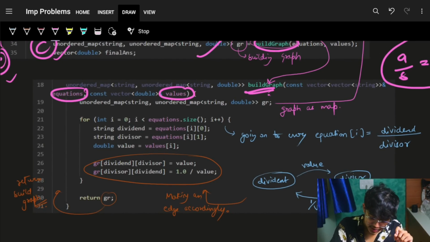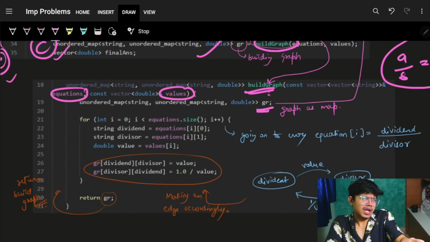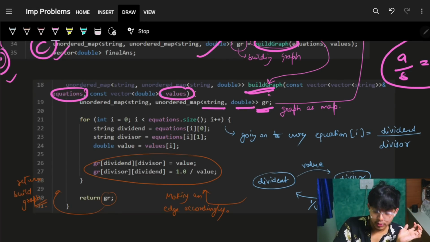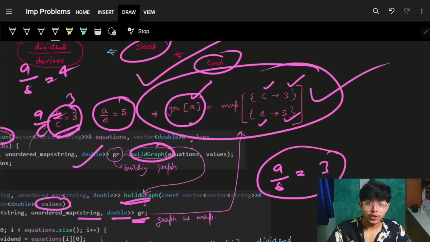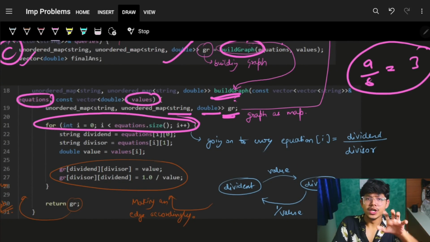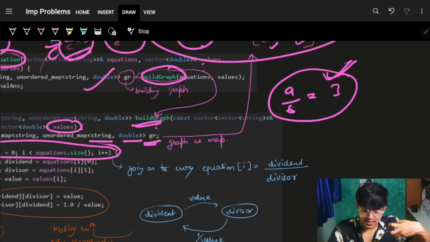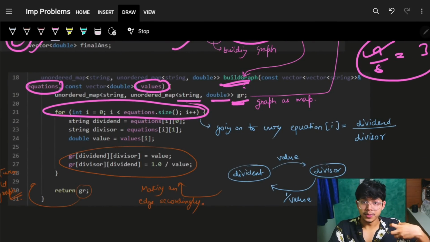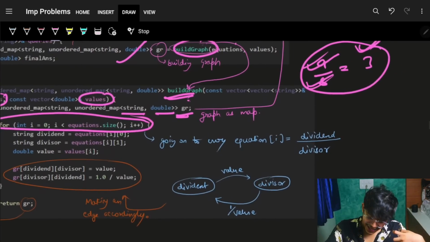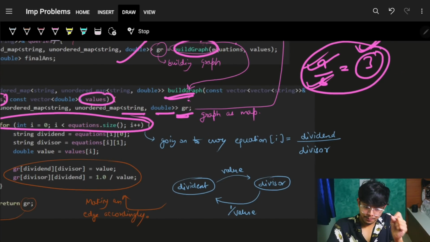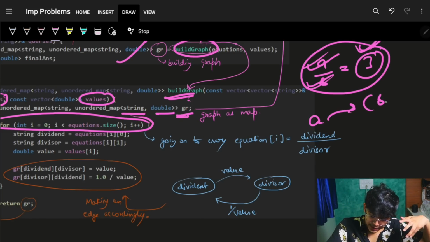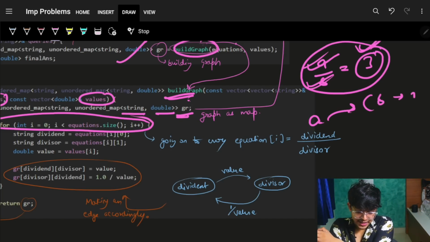Now simply what I will do is initialize my graph, because I said it is an unordered map of string to an unordered map of string to double. That is how I showed you here. Now when it is done, I simply go over every equation, because for every equation I have to find the result, which means the numerator, the denominator, which is the dividend, the divisor, and the value. So I need to make A map in the graph to B, and its value, which means A to B is actually 3.